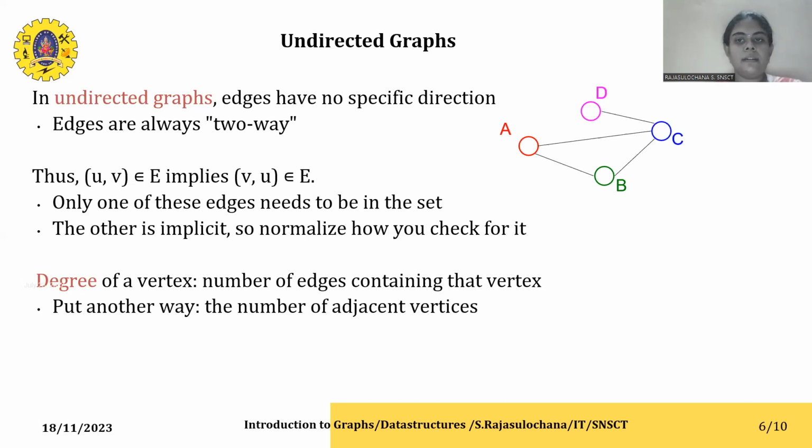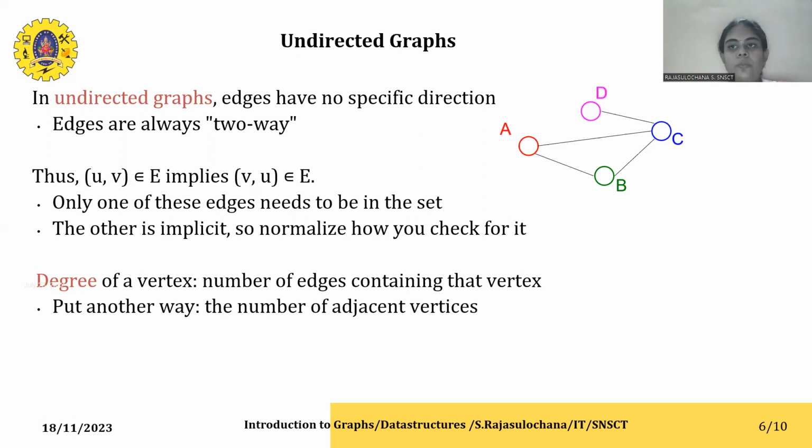So in the previous directed graph, we can only term in degree and out degree. Whereas in an undirected graph, we can term the degree of a vertex. So degree of the vertex represents the total number of edges that a particular vertex contains. Or it is also represented in another term like the total number of adjacent vertices a particular vertex is having.